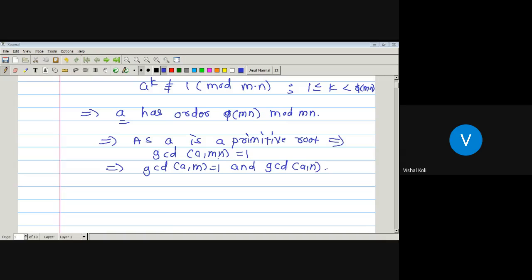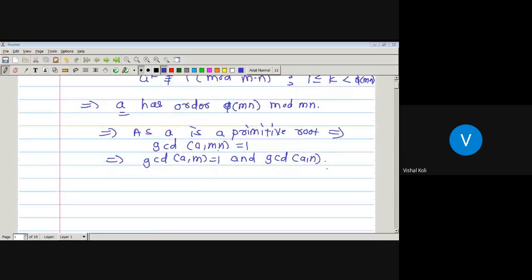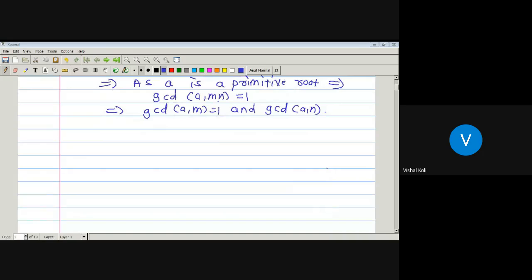Now, what is Euler's phi theorem? Euler's theorem. What is Euler's theorem?